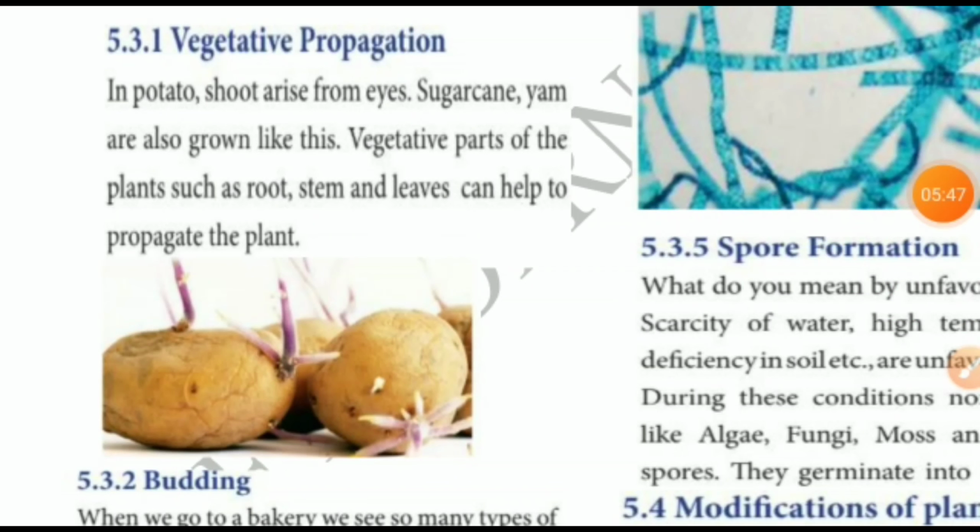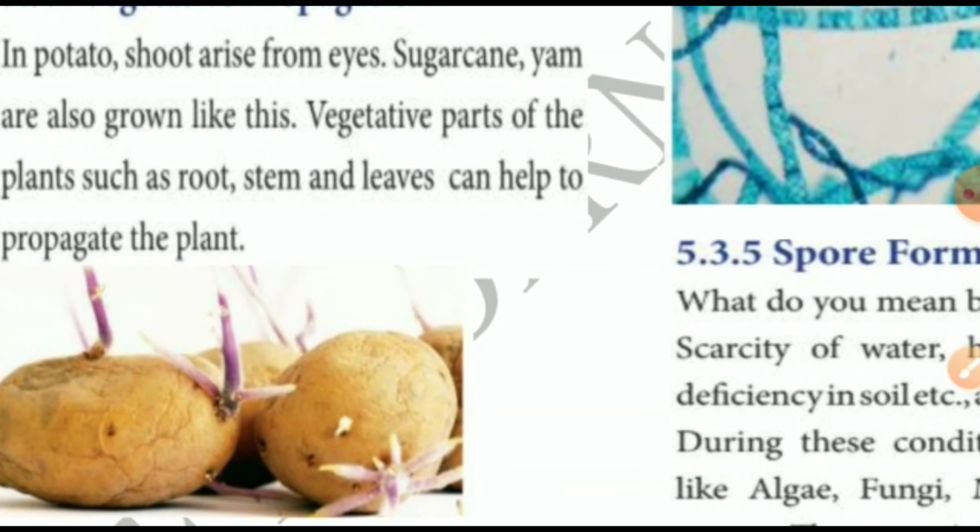In vegetative propagation, what are the parts involved in reproduction? Root, stem and leaves can help to propagate the plant. The root part, stem part and leaves also produce new plants.